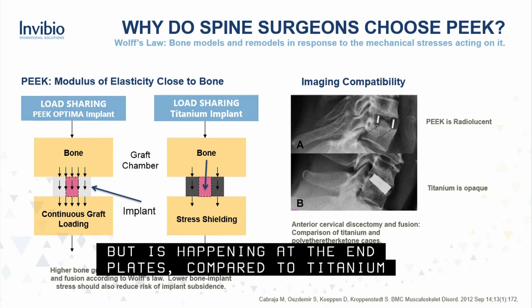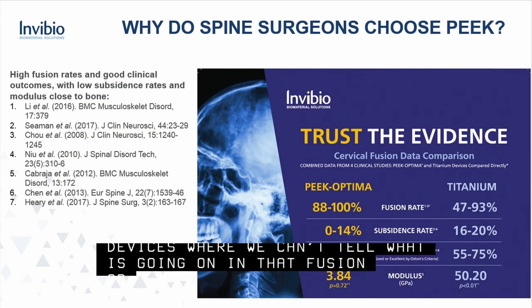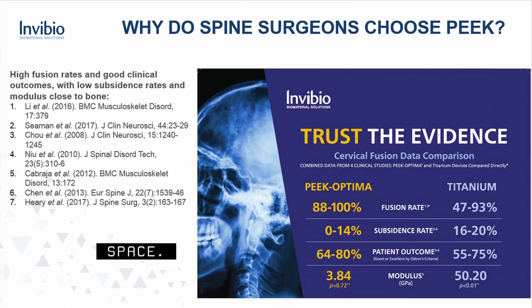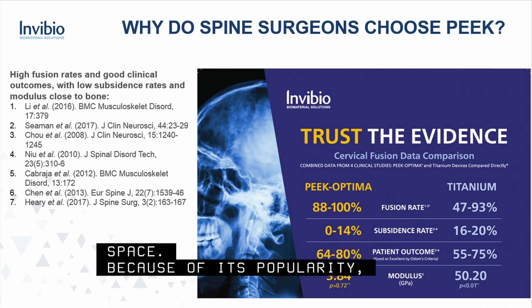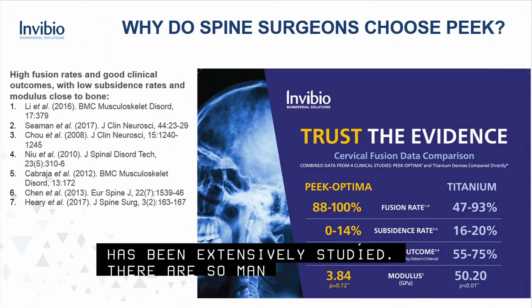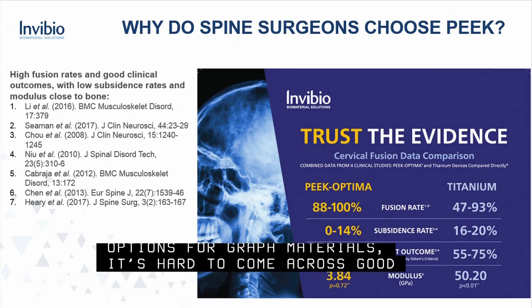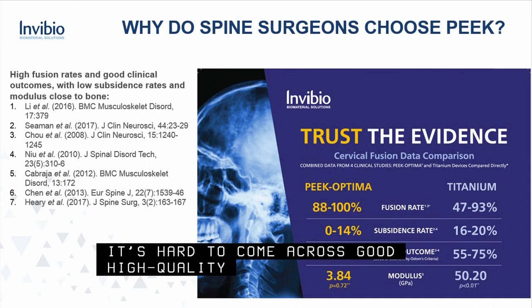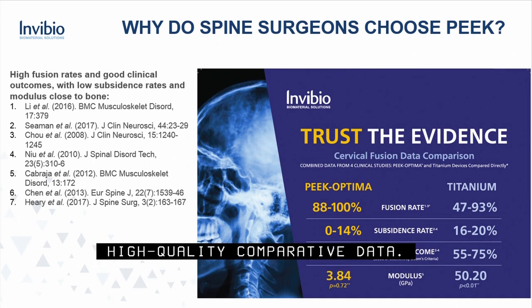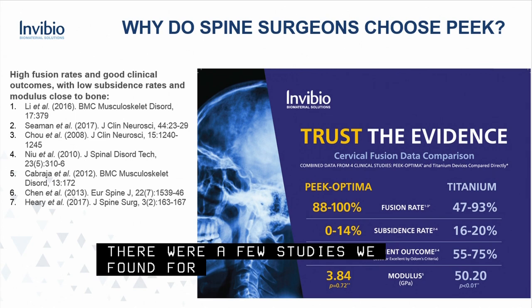Because of its popularity, it's been extensively studied. But there's so many different designs of spinal fusion cages, so many different options for graft materials. It's really hard to come across good, high-quality comparative data. There was a few studies. We found sort of four reasonably high-level studies that compared the fusion rate and subsidence rates between PEEK and titanium devices.